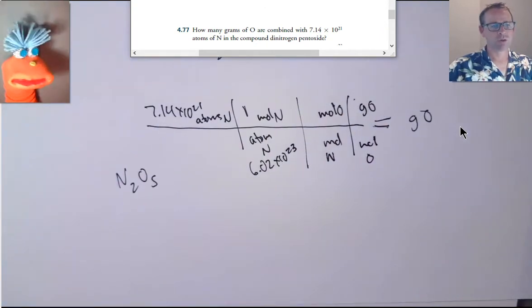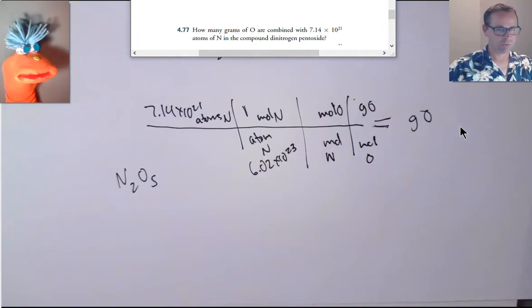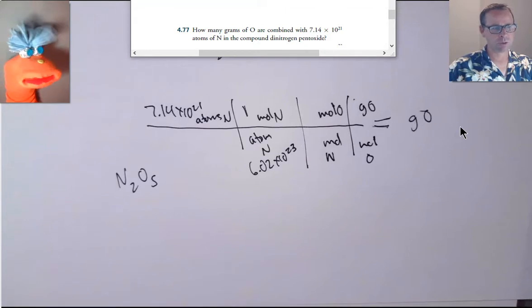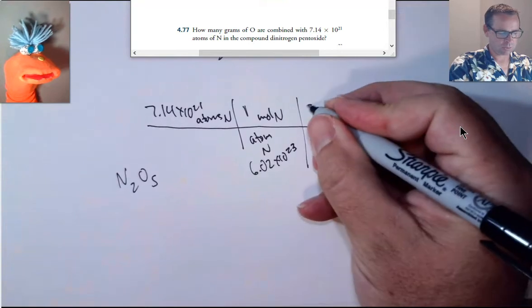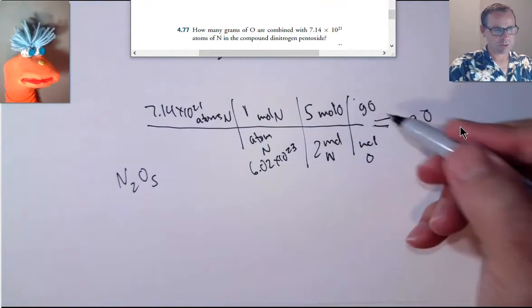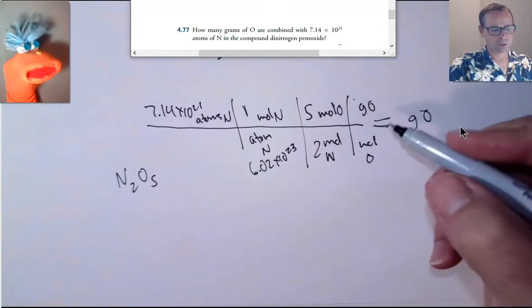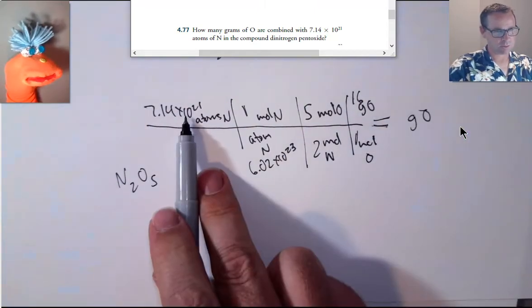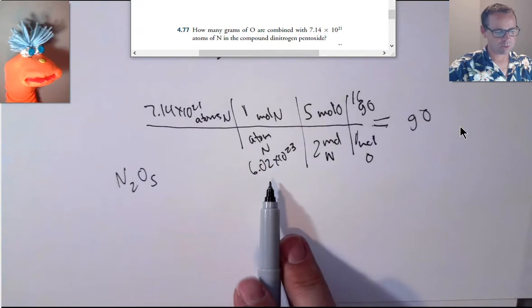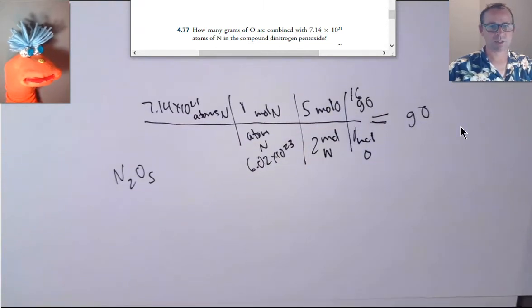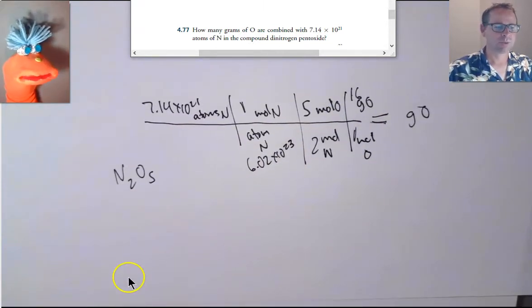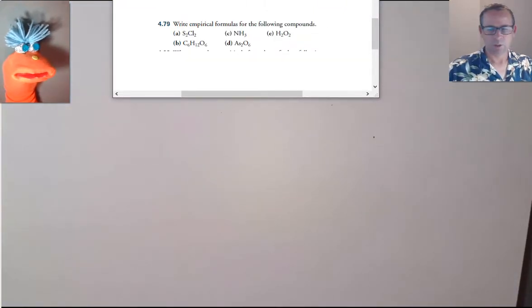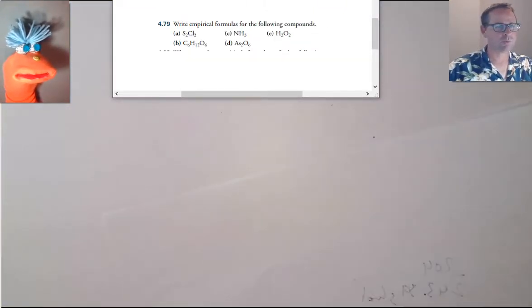Right? Okay, so let's see, 2 to 5. 2 to 5 is what? 2 nitrogen moles to 5 oxygen moles. Okay, very good. And what's this number here? That's 16 grams per mole. 16 grams for every mole. All right, so there's our number divided by our Avogadro's number times 5 divided by 2 times 16 should be our answer. Okay, good. Okay, so here we are, empirical formulas.